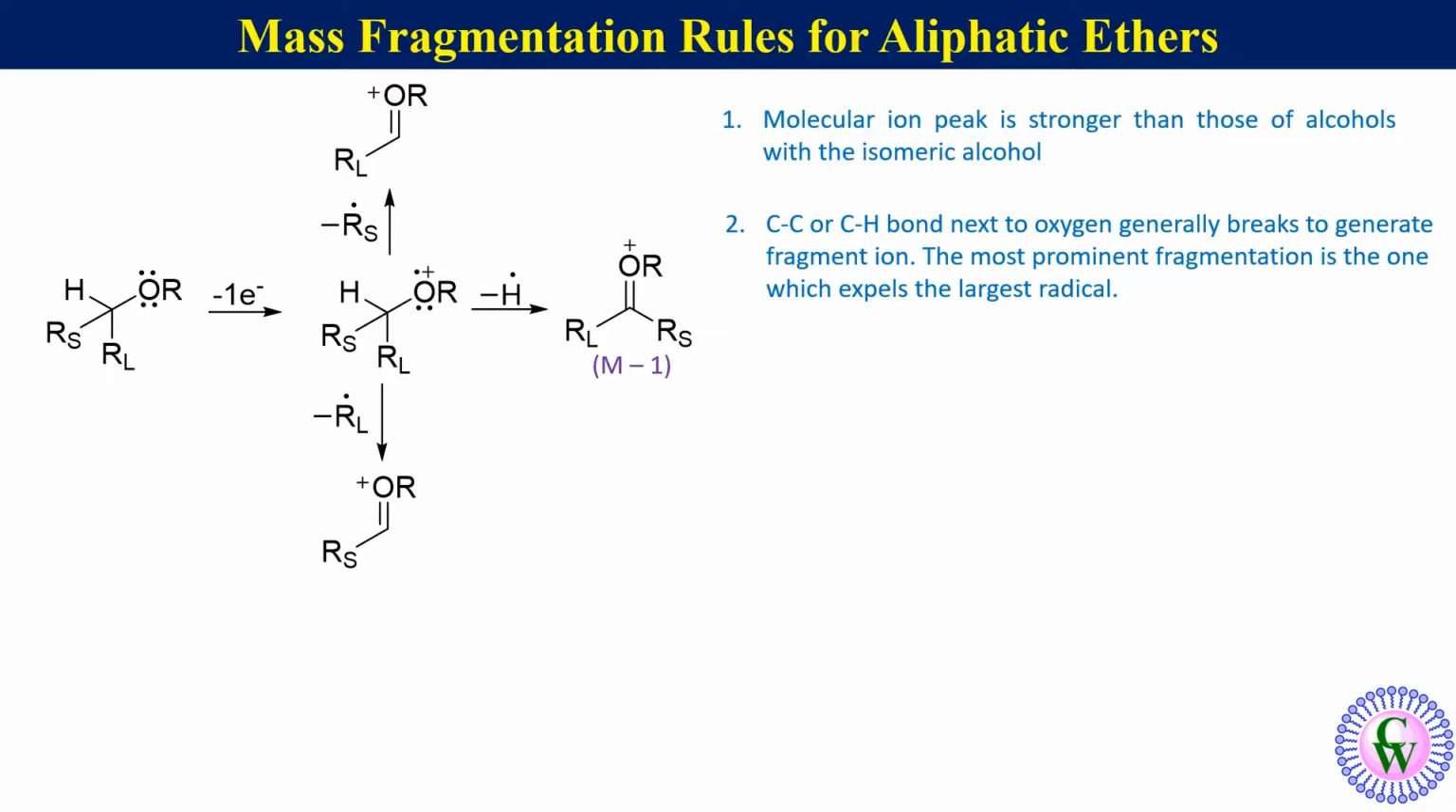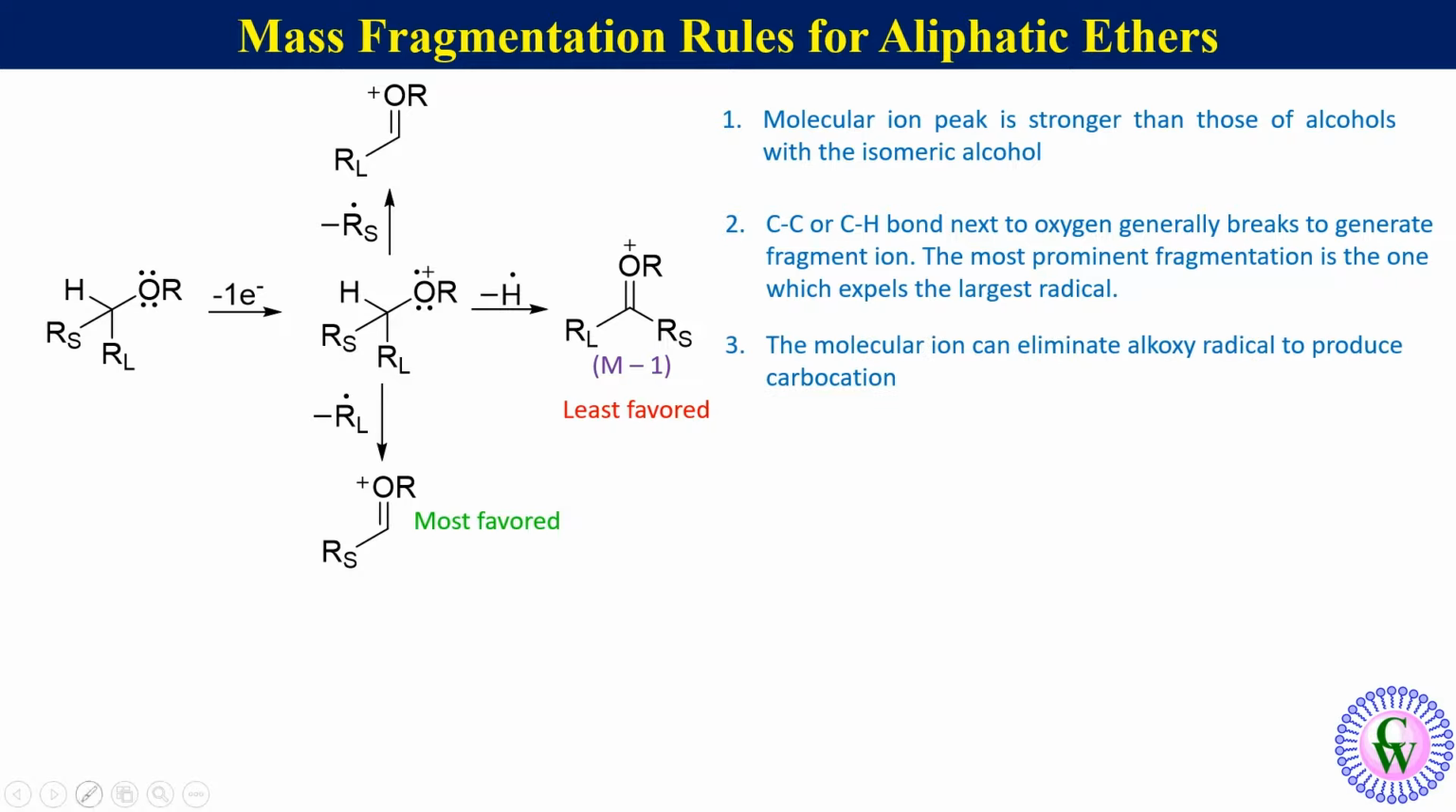So, according to the second rule, the alkylated aldehyde with a smaller R group will be the most prominent as it is formed by the removal of largest group, and formation of protonated ketone corresponding to M-1 peak will be the least favored. Third rule is that the molecular ion can eliminate alkoxy radical to produce carbocation.